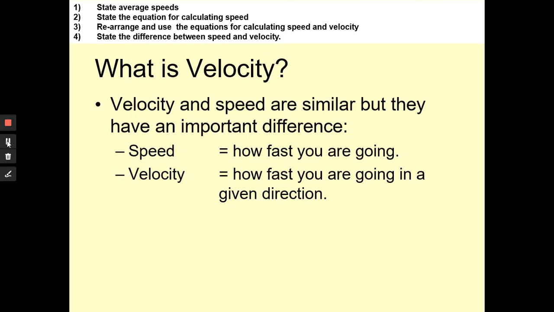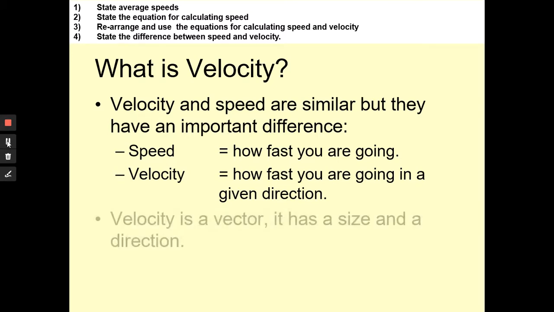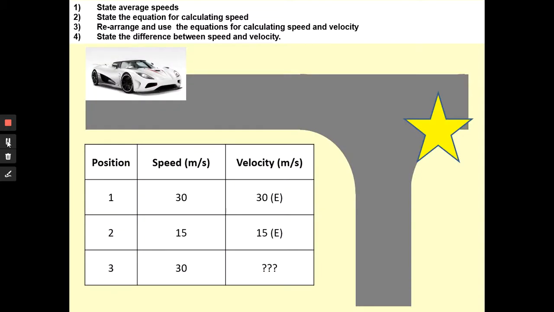And if you remember from your previous lesson, anything with a unit, a size, and a direction is a vector. So velocity is a vector because it has both a size and a direction. So you really need to understand that velocity is just a physics term. We don't usually use it anywhere else, but the important thing there is it's got a direction.